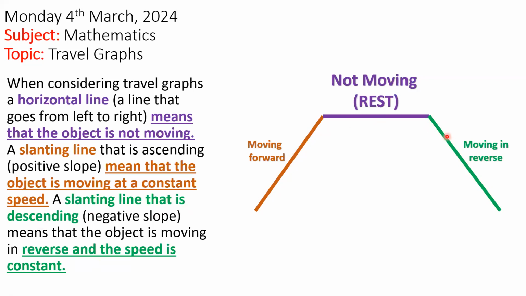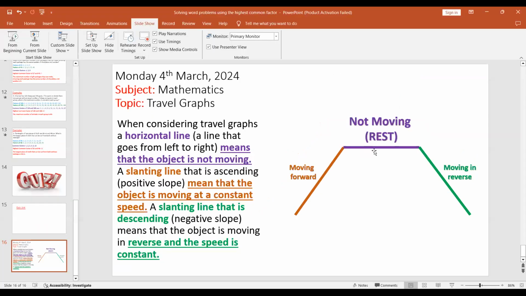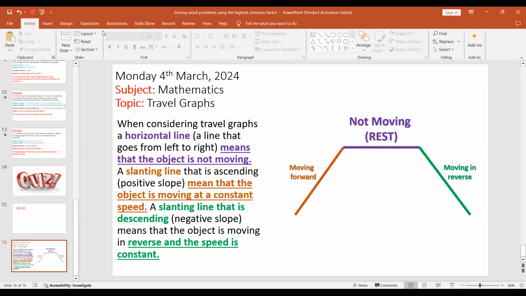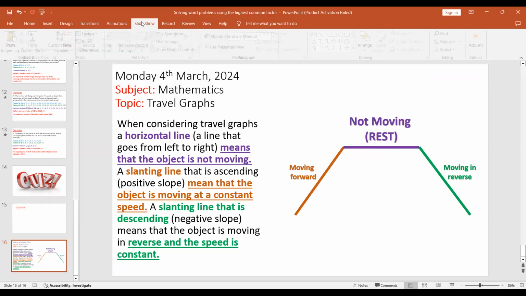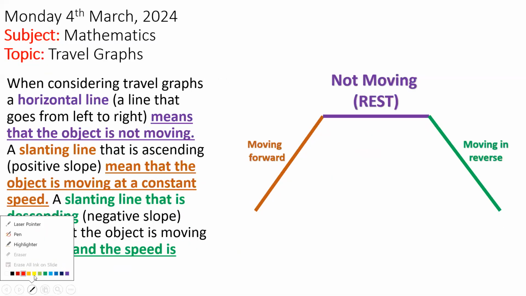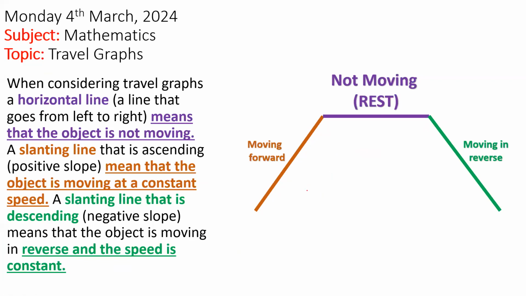Now, I must admit, or I must put on this slide too, that in each case we have a constant speed. So don't let this fool you. The speed is constant. So this means constant speed. The speed is the same throughout, so that we have a constant speed here because the slope is constant.